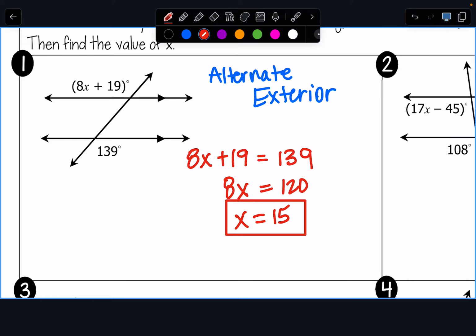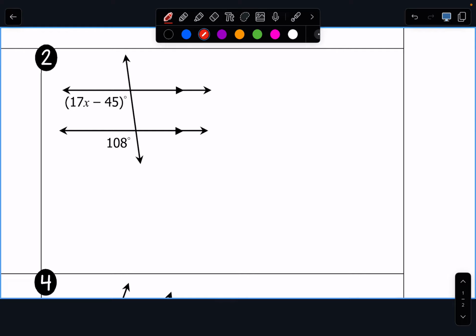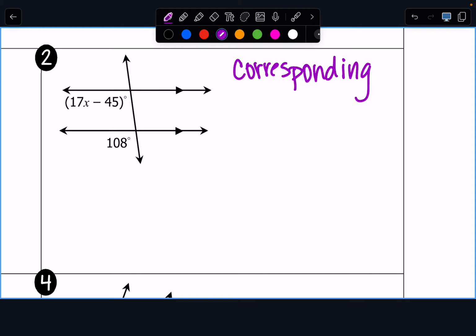Okay. So let's look at number 2. Jace, what kind of angles did you write down? I wrote corresponding. Is Jace correct? Yes, these are corresponding angles. They are in the same place in each of the 2 sets of angles. What is true about corresponding angles? They're on the same side, but they are on the outside. They are in different places.